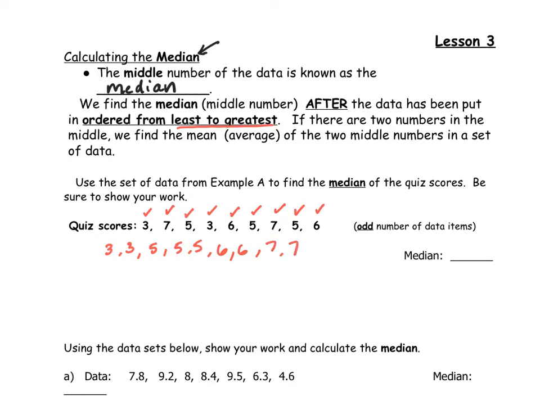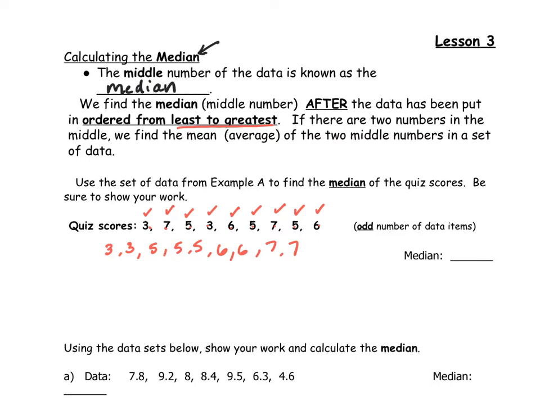So just to double check, to make sure I have all my data, I'm going to count 1, 2, 3, 4, 5, 6, 7, 8, 9 numbers in my data set. And I have 1, 2, 3, 4, 5, 6, 7, 8, 9 numbers that I've listed from least to greatest. So now I know I have all the numbers.